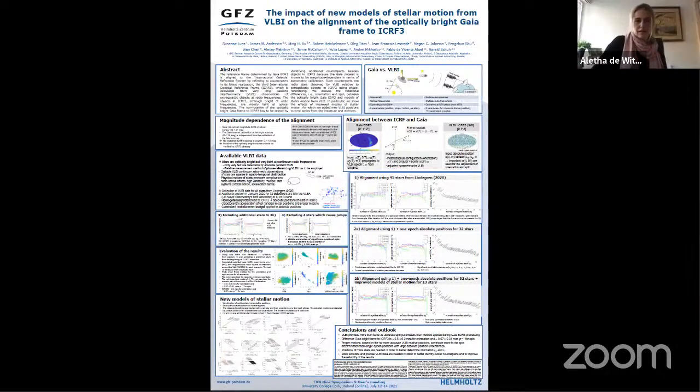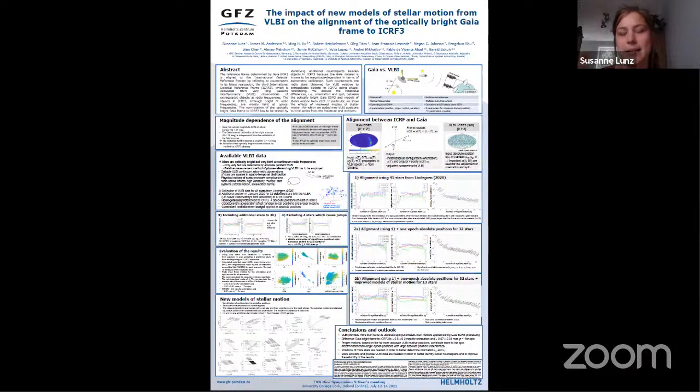So my name is Susanne and I work in the VLBI group at the GFZ in Potsdam. Our study is in the field of astrometry, about the alignment of the optically bright part of the latest Gaia data release to ICRF3. And alignment here in this context means calculating a residual orientation offset around the 3 coordinate axes of the reference frames and its time derivative, the spin.